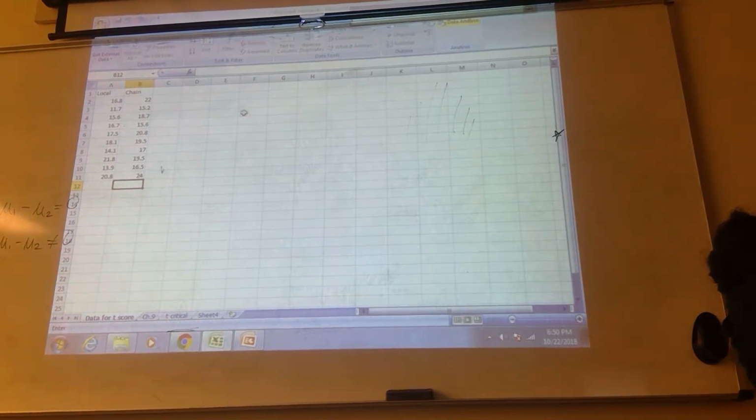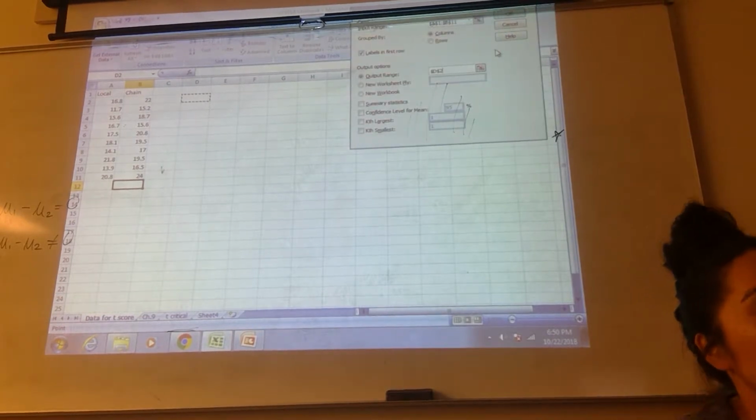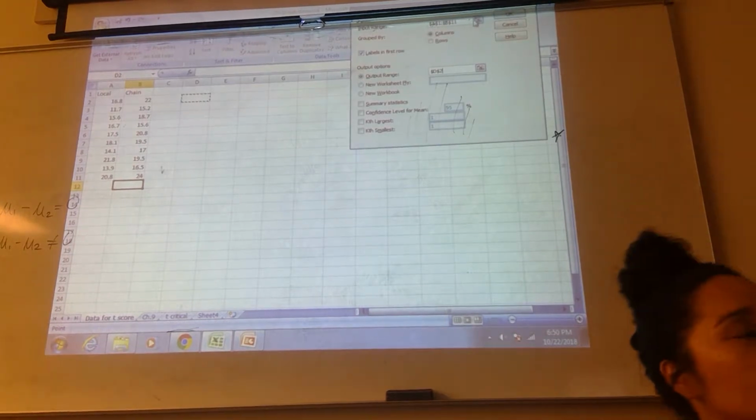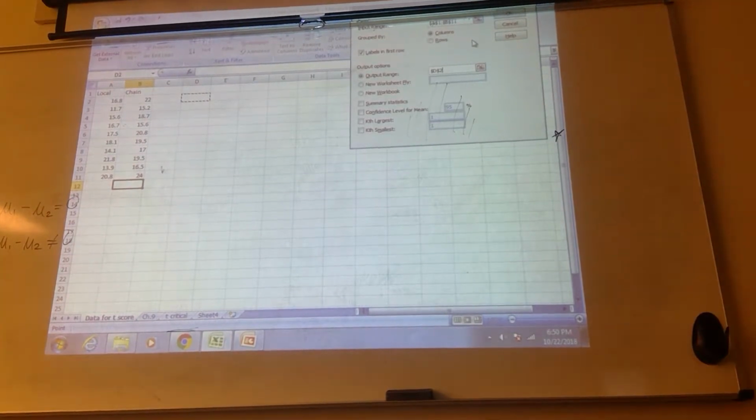Sorry, the data analysis, what did you choose? Descriptive statistics? Yes. Okay. I highlighted both the local and the chain. I clicked on the labels in the first row, so I highlighted everything. The local, chain, all of this. You're going to click on the summary statistics and confidence level for the mean.